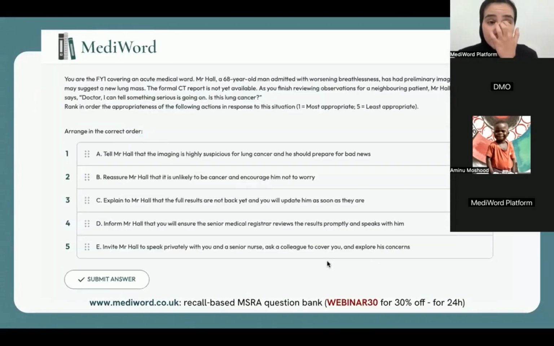So the first question that we're going to go through, you're the F1 covering the acute medical ward, and Mr. Hall, a 68-year-old man admitted with worsening breathlessness, has had preliminary imaging that may suggest a new lung mass. The formal CT report is not yet available, and as you finish reviewing the observations for a neighboring patient, Mr. Hall quietly says, "Doctor, I can tell something serious is going on. Is this lung cancer?" And these are the options we have. So these are 5 options.